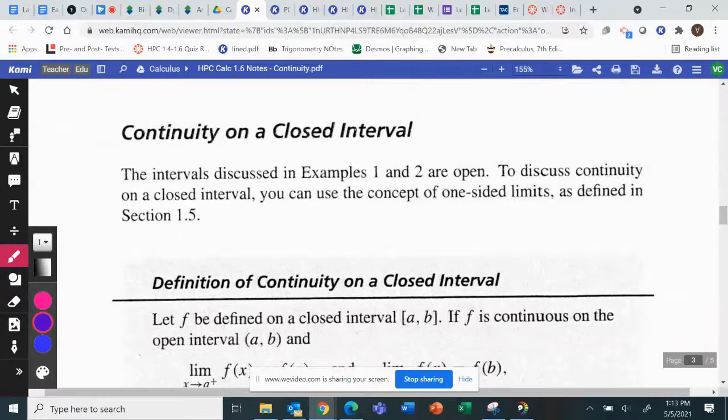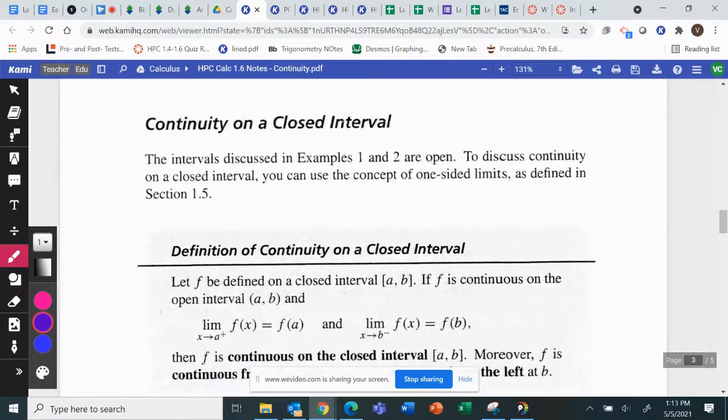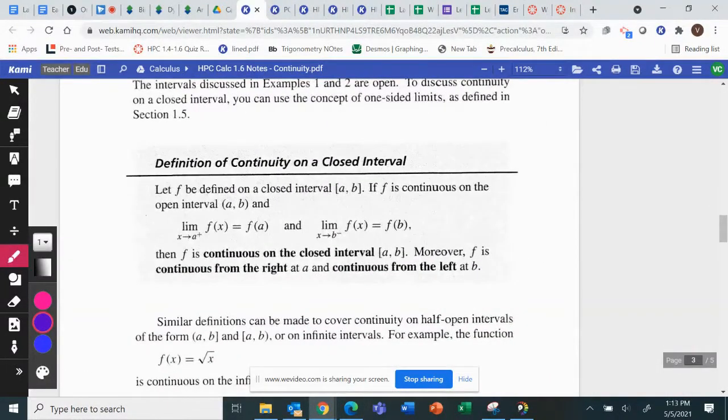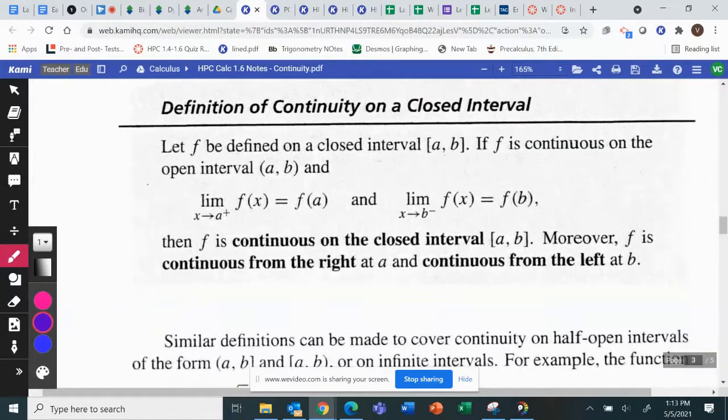So there's also continuity on a closed interval. So you might not be looking at the entire graph, but you might be looking at a particular interval of the graph, of the coordinate plane. And you can also use one-sided limits to discuss this continuity, like what we were learning about last class.